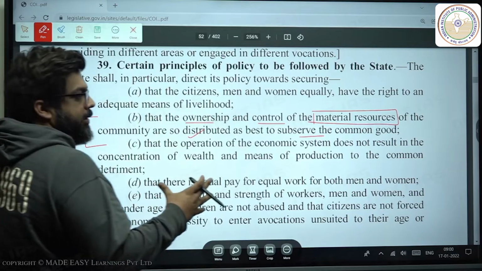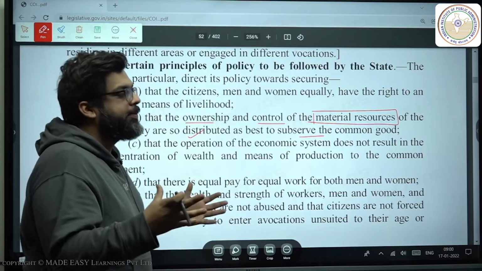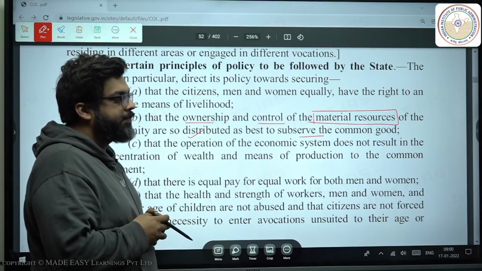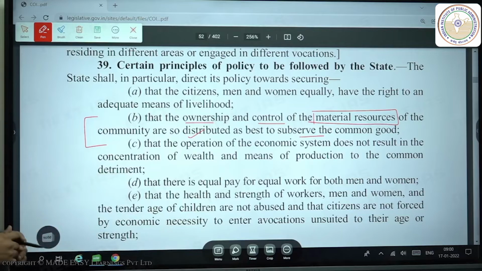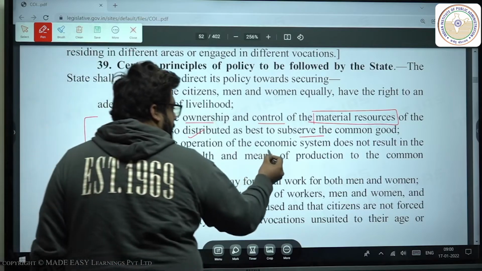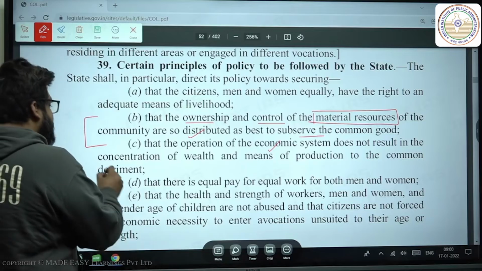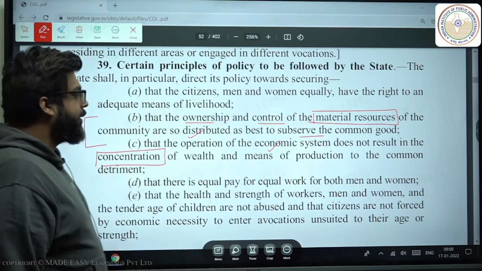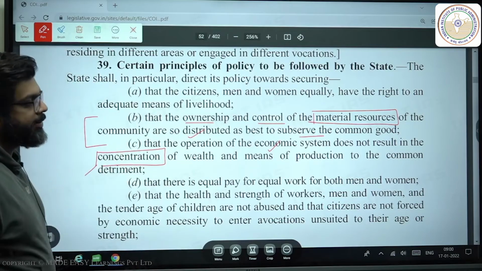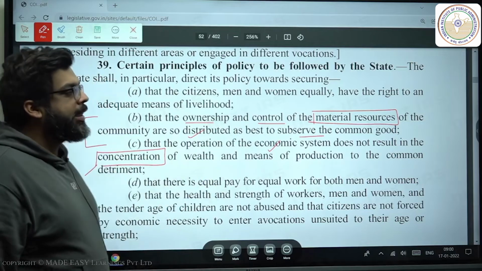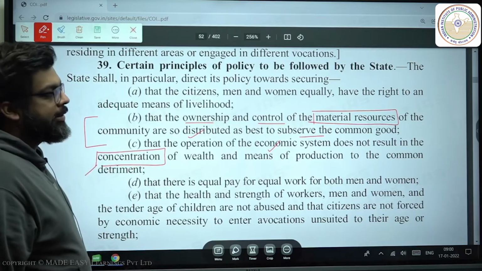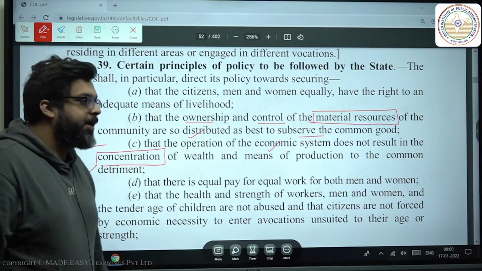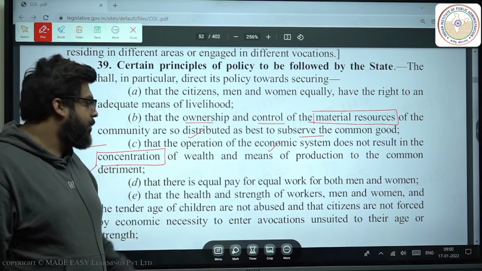समाज की चीजों को उस तरह से डिस्ट्रीब्यूट किया जाए जिससे सबका भला हो, सिर्फ एक इंसान का नहीं. ठीक है? दूसरा, the operation of the economic system does not result in the concentration of wealth and means of production to the common detriment.